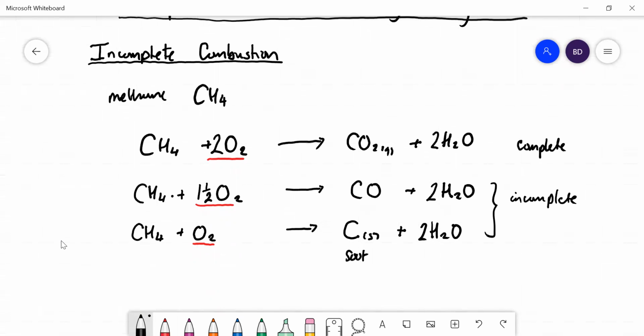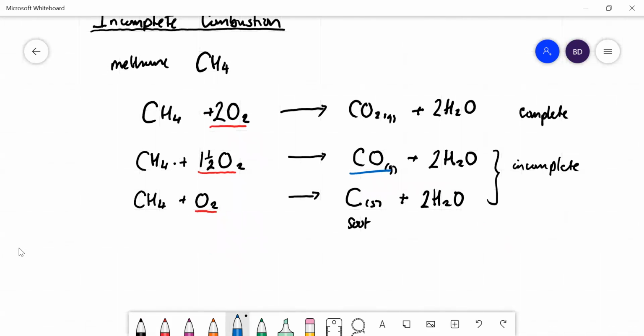And there are problems with these. First of all, carbon monoxide is poisonous. It binds to hemoglobin and it prevents the hemoglobin carrying oxygen around the body, and so it will kill you. And it's an odorless gas.